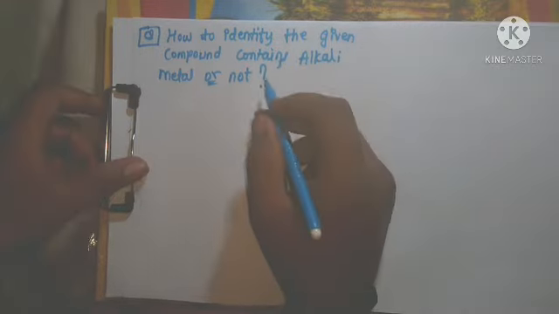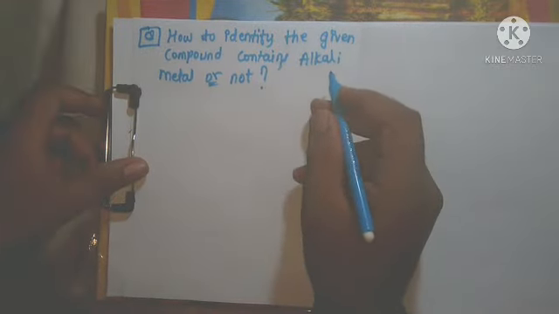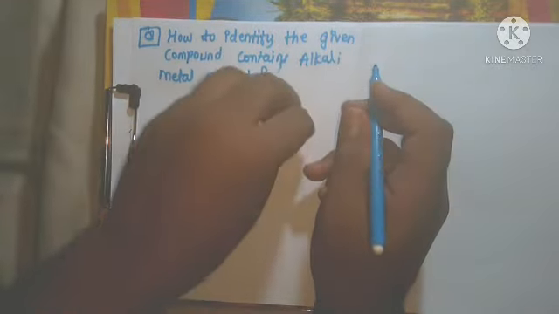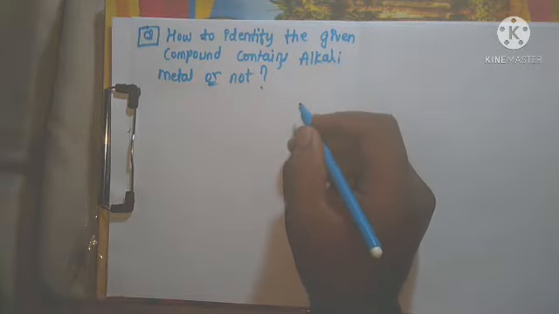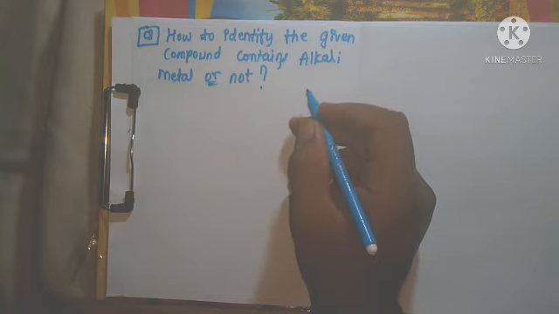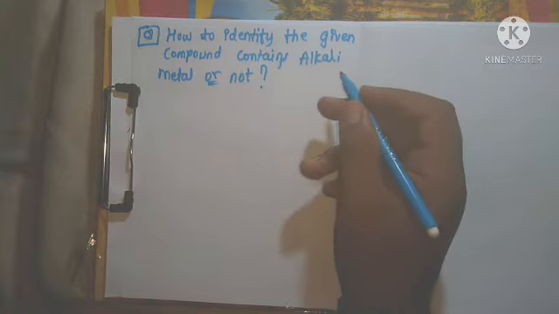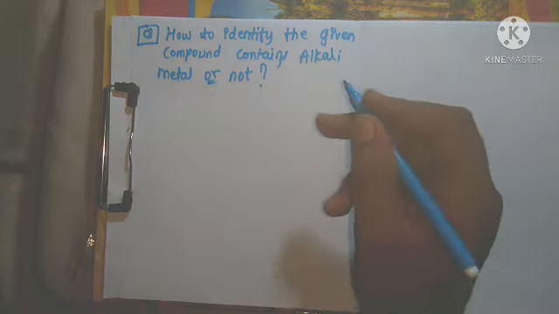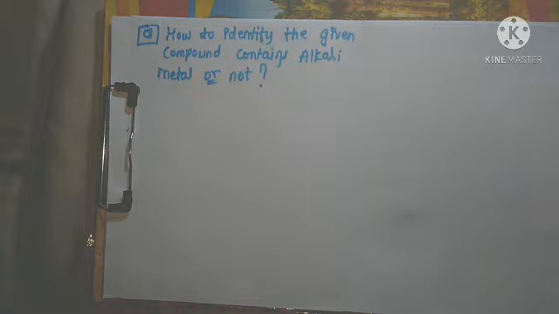Now, the question is: someone gives you a compound and asks whether this compound contains an alkali metal or not. How do we identify that? What is the procedure? For this, there are two methods for identifying whether the given compound contains an alkali metal or not.